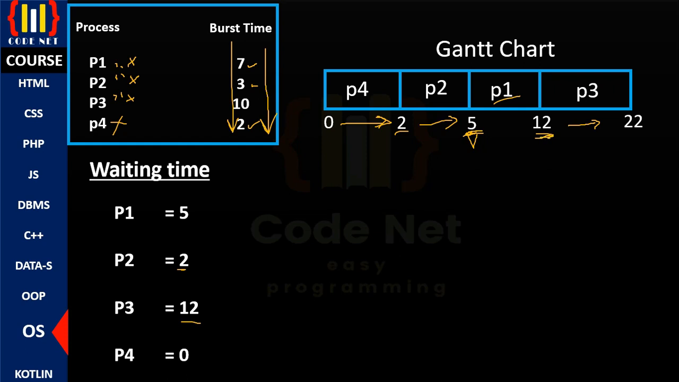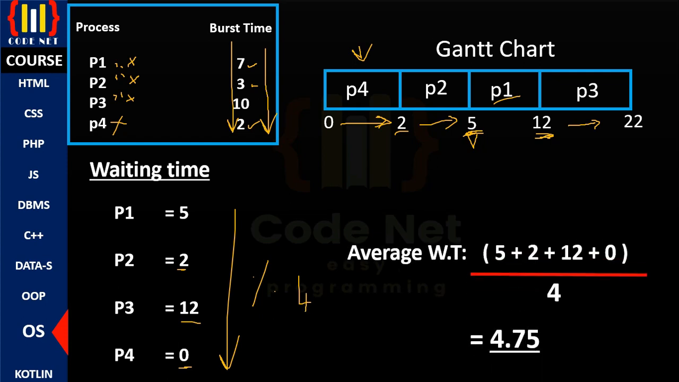And then process 4 had to wait for 0 milliseconds because it was the first to start using the CPU. So to find the average waiting time, we simply add up the waiting times for each and every process, and then divide by 4, which is the total number of processes. So this is the average waiting time: 5 plus 2 plus 12 plus 0, and then we divide by 4, which gives us 4.75 milliseconds as the average waiting time for all the processes.